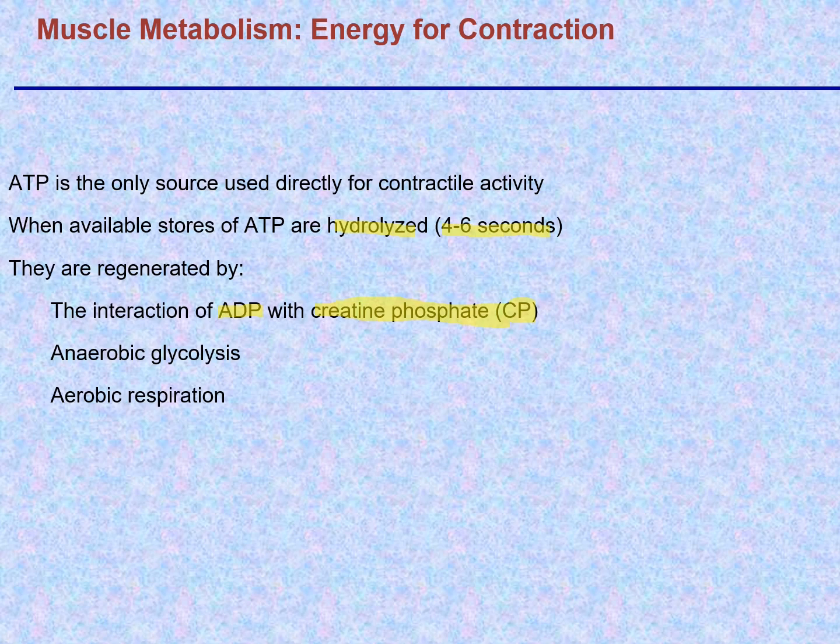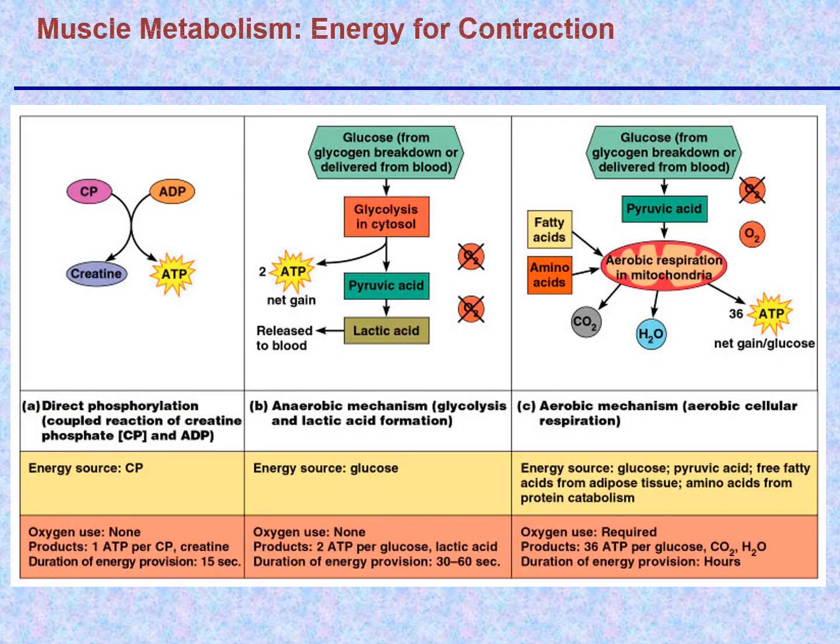The other way that ATP can be generated, there are two other major pathways. One is through anaerobic glycolysis, the breakdown or oxidation of glucose in the absence of oxygen, or aerobic respiration, which involves oxygen for generation of ATP. We'll go through these in some detail.